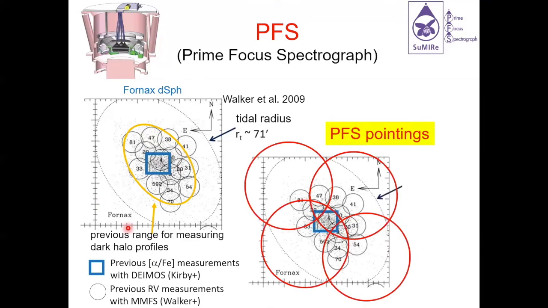But PFS is, as I said, a large aperture, 1.3 degrees in diameter, and it has a lot of fiber positioners. So with only 4 pointings, we can cover basically all parts of Fornax and obtain many spectra of the stars at the same time. So with this machine, we would like to map out the dark matter of Fornax, and we would like to set limits on the nature of dark matter.